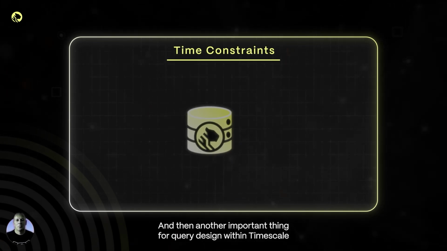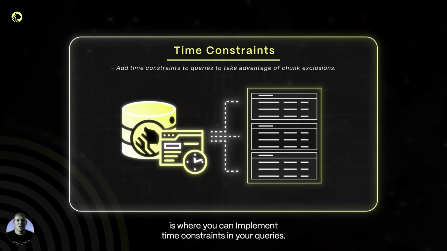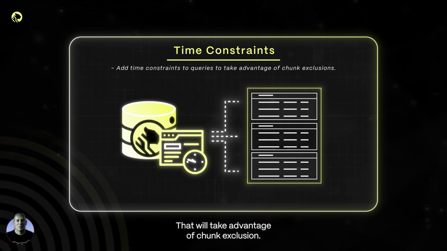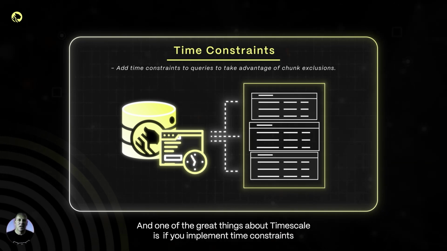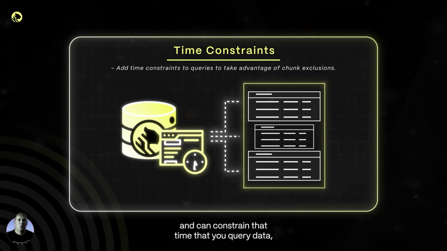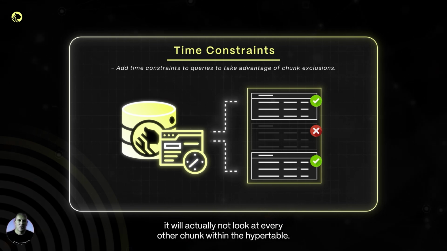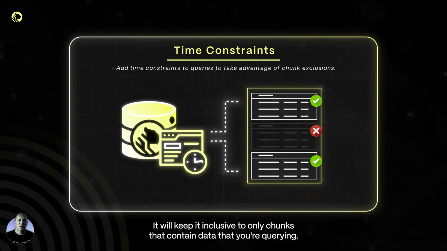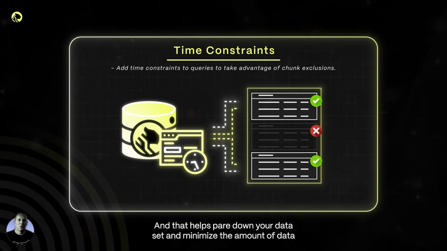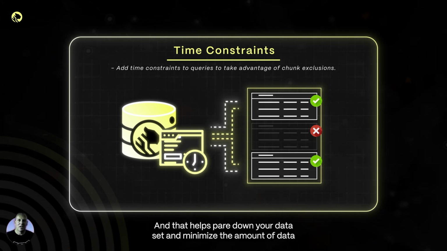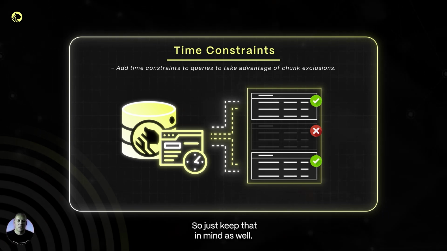And then another important thing for query design within Timescale is where you can implement time constraints in your queries. That will take advantage of chunk exclusion. And one of the great things about Timescale is if you implement time constraints and can constrain that time that you query data, it will actually not go look at every other chunk within the hypertable. It will keep it inclusive to only chunks that contain data that you're querying. And that helps pare down your data set and minimize the amount of data that it's actually trying to pull in and get a response from. So just keep that in mind as well.